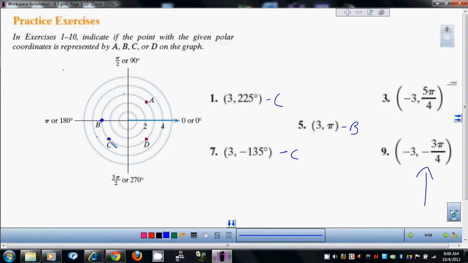A negative radius basically just flips you to the other side of the origin. It takes you from +3 in that direction and flips to the other side. So that would be A. That's always what you do. When you have a negative radius, go to the point as if it were a positive and flip around the origin.